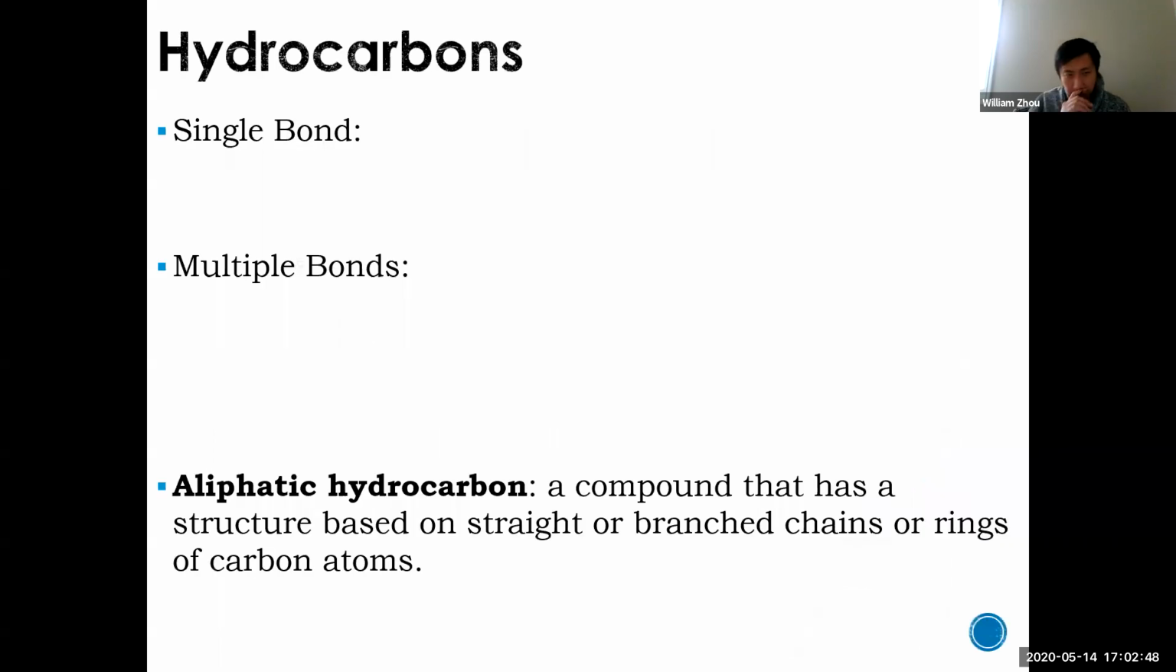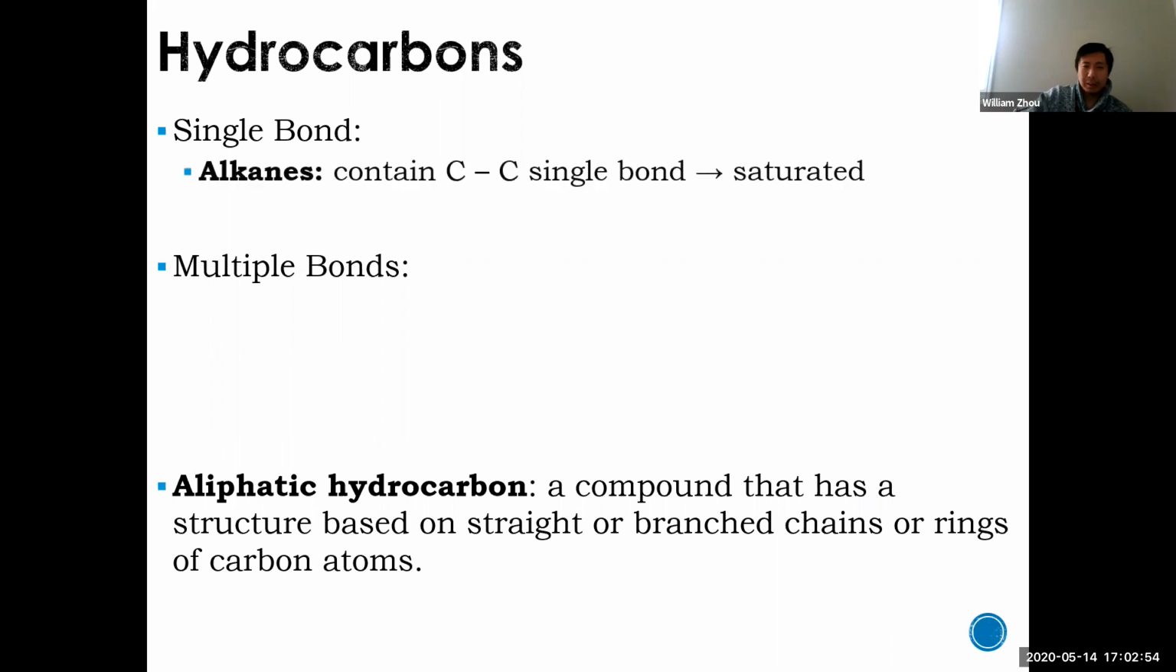So let's start with some definitions. Okay, so when you have a single bond, you would have alkanes. And alkanes are considered to be saturated with hydrogen because you can't add any more hydrogens. All of the bonds have been used. And here's the general formula, CnH2n plus 2. That was from last time.